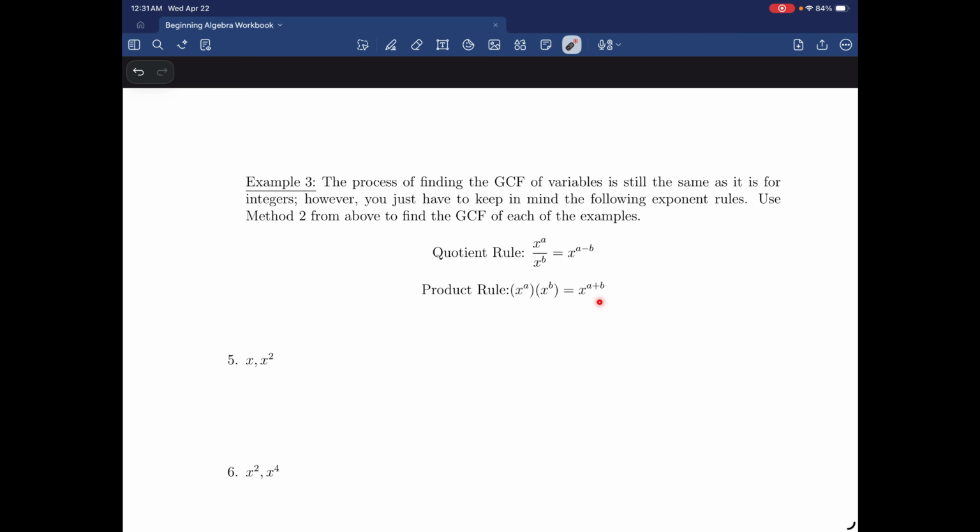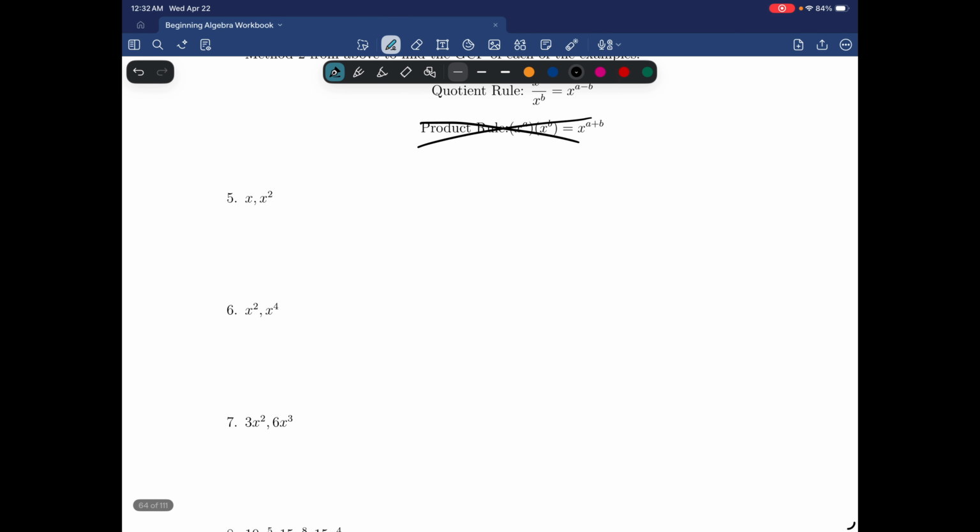You won't really have to use the product rule here, so I don't know why I have it. You won't have to use the product rule in this section. But without further ado, let's go through it.